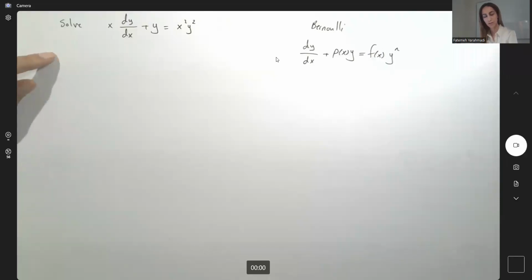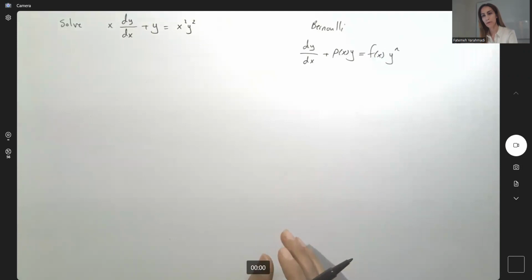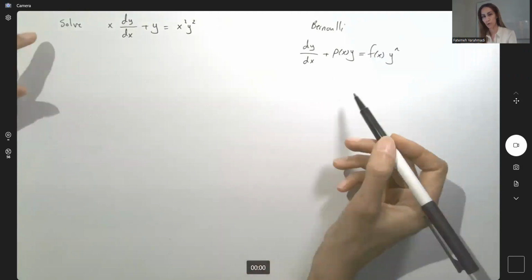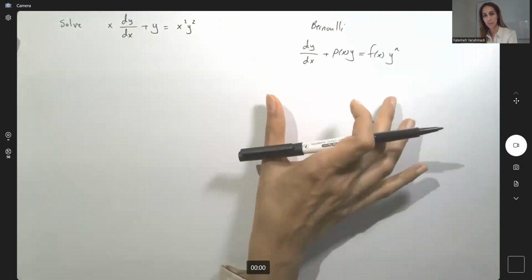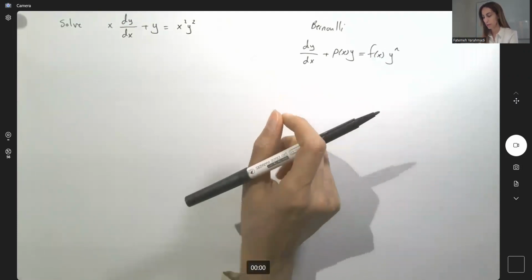So let's take a look at another question that we had. This guy says solve the following ODE. I'm going to check to see if this is a Bernoulli differential equation or not. So first, rewrite this in the format that will match the Bernoulli so you can compare this.